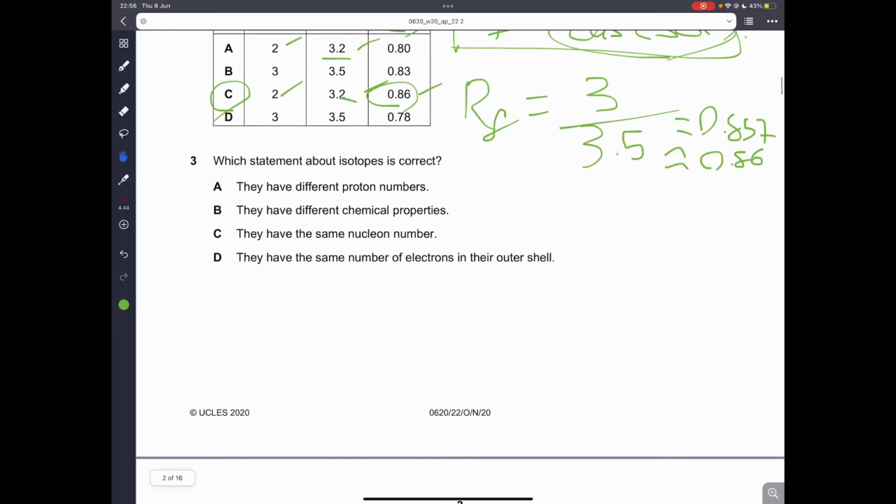Question number 3. Which statement about isotopes is correct? They have different proton numbers. No, they have the same proton number. They have different chemical properties. No, they have similar chemical properties. They have the same nucleon number. Absolutely not. They have different nucleon numbers. So that leaves us with D. They have the same number of electrons in the outer shells, and this is correct.